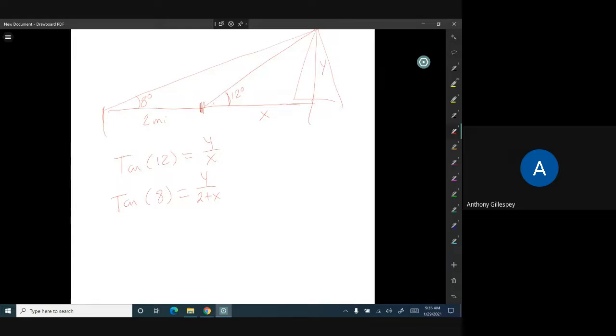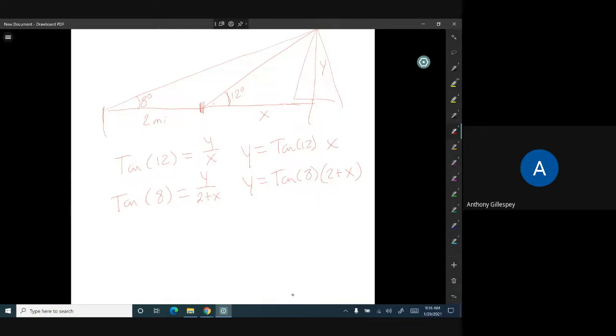All right. Write these both in terms of y. This is y equals the tangent of 12 times x. I can't solve that. And then I get y equals, be very careful, the tangent of 8 times, in parentheses, 2 plus x. What do you notice now? Tangent of 12 and the tangent of 8 are just numbers. Yeah? It's just a system now.